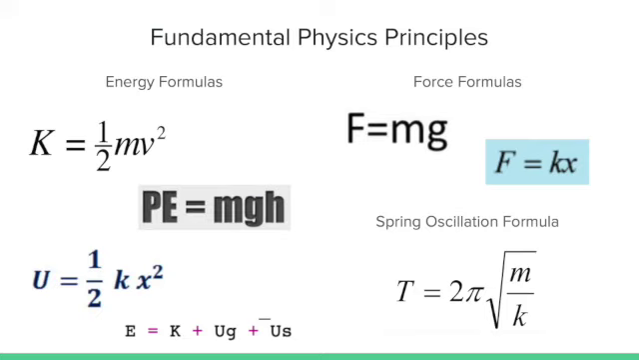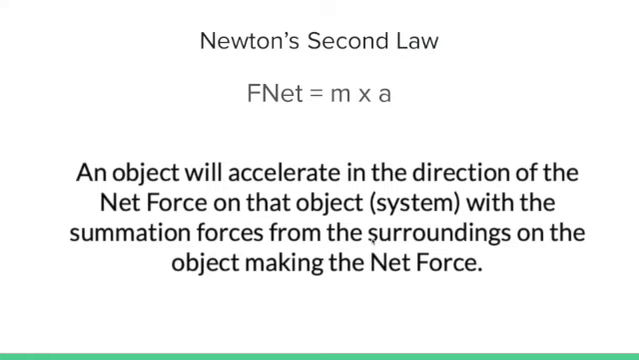The fundamental physics principles that we apply in this lab, we have the energy formulas with kinetic energy, potential energy, and spring energy, and then the energy conservation formula where the change in energy is consistent throughout the entire system or remains the same. We have the force formulas with Fg and F spring, right there, Fg and then F spring, and then you have the spring oscillation formula, T, which we manipulate to get to the spring constant. Apply Newton's second law, F net equals m a, or an object will accelerate in the direction of the net force on the object system, with the summation of forces from the surroundings on the object making the net force.